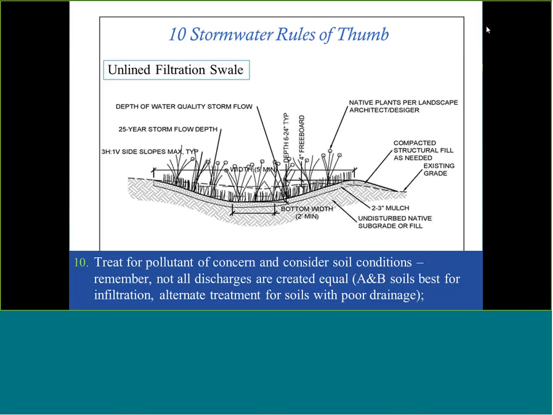And lastly, treat stormwater for pollutants of concern as identified by TMDL with the prescribed treatment practices. Consider soil conditions when selecting a best management practice, and remember that not all discharges are created equal. The hydrologic soil groups A and B work best for infiltration, but in areas where soils have poor drainage, you should be looking for alternative treatment BMPs.